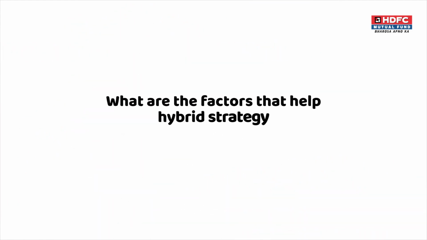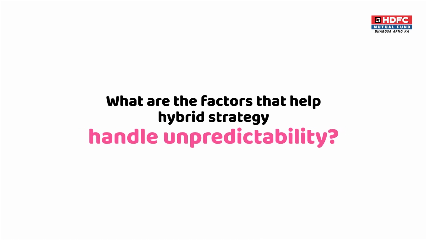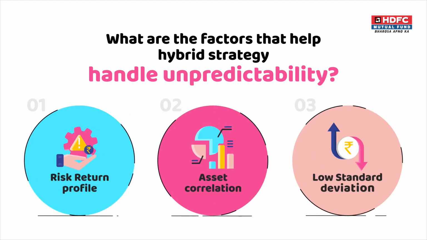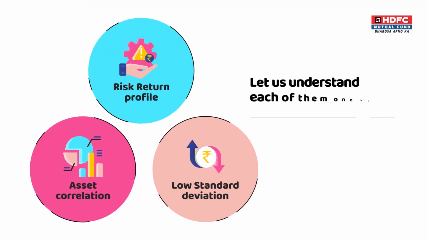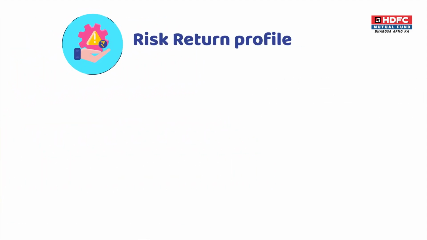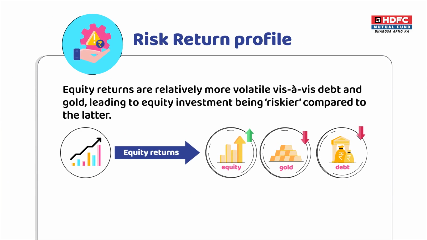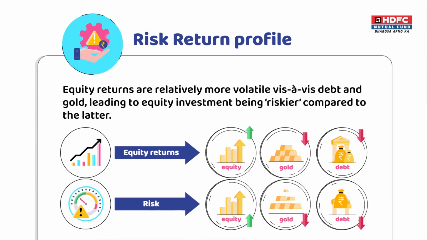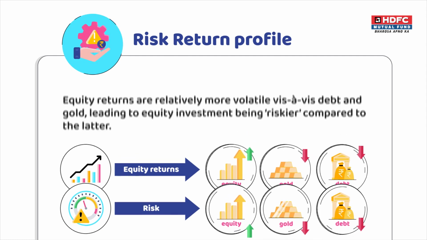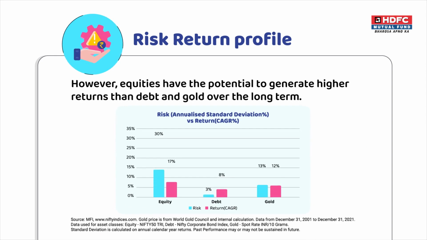What are the factors that help hybrid strategy handle unpredictability? Risk-return profile, asset correlation, low standard deviation. Let us understand each of them one by one. Risk-return profile. Equity returns are relatively more volatile vis-à-vis debt and gold, leading to equity investment being riskier compared to the latter. However, equities have the potential to generate higher returns than debt and gold over the long term.